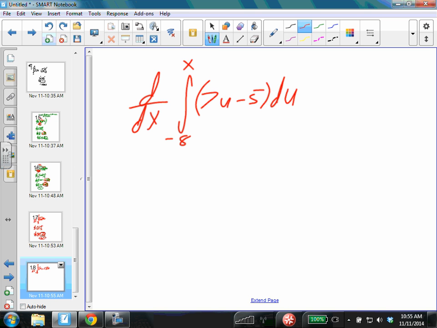7u minus 5. This is the function. Okay, let's skip all the work and just use a pattern. What's this going to be? It's exactly right.